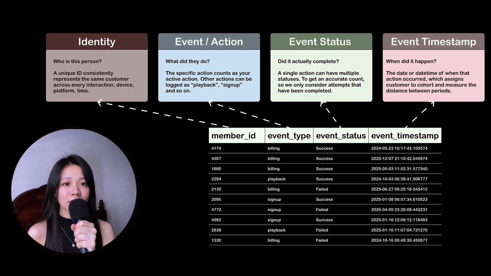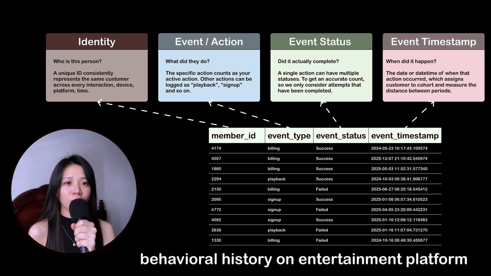Our raw dataset consists of a list of columns such as member ID, event type, event status, and event timestamp, data for the variables I mentioned at the end of the first step. This represents the behavioral history on our entertainment platform. Every event is logged against a specific member account.